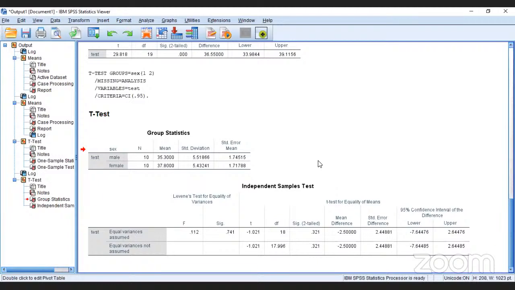Okay, now when you want to publish your paper in the journal, you cannot submit the SPSS output to the journal because the journal has different types of format.